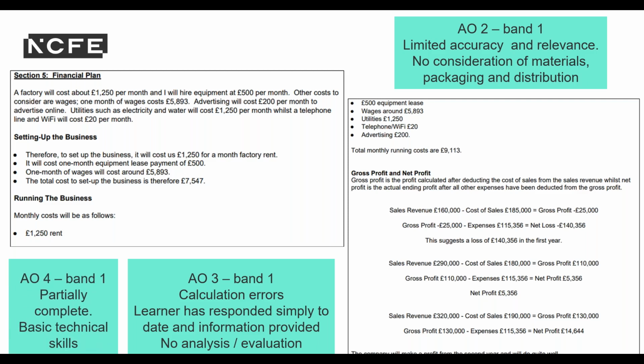Assessment objective 4 again has been graded as a band 1. The response is partially complete because of the error. This error would suggest that the learner is not clear on how to calculate positive and negative profit. This would impact upon the analysis of the viability of the business. So the learner has demonstrated basic technical skills.